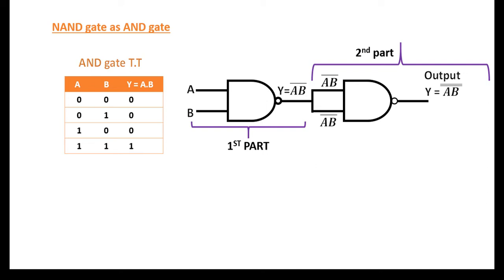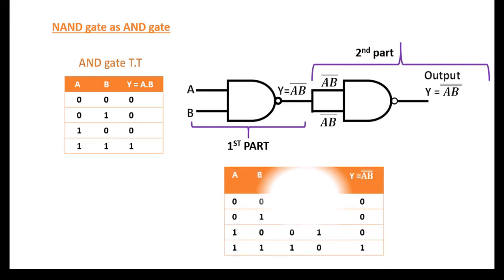Let's verify this by using the value of A and B. Here you can see we have four combinations for the value of A and B, and they are 0, 0, 0, 1, 1, 0 and 1, 1. We have to calculate our final output, and our final output will be AB double complement. So we will calculate step by step.